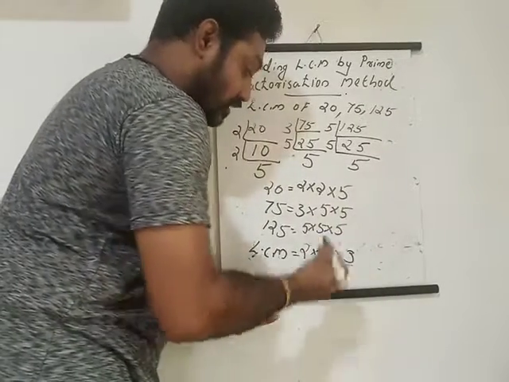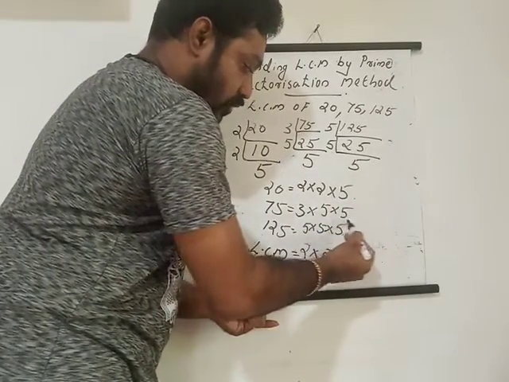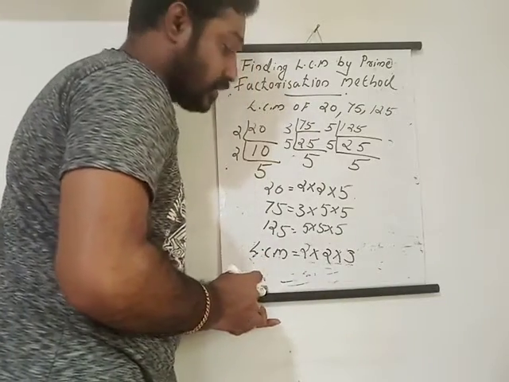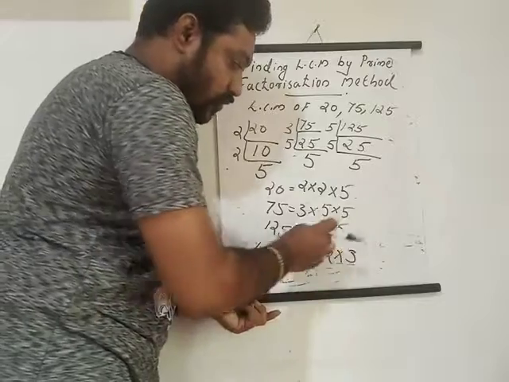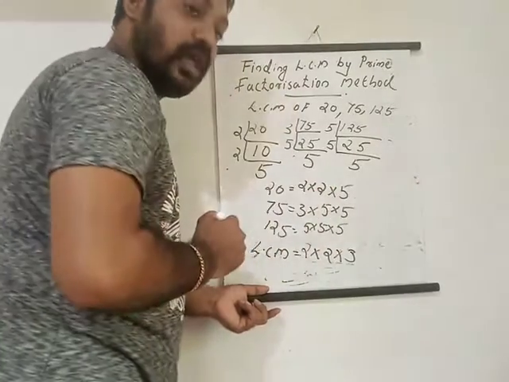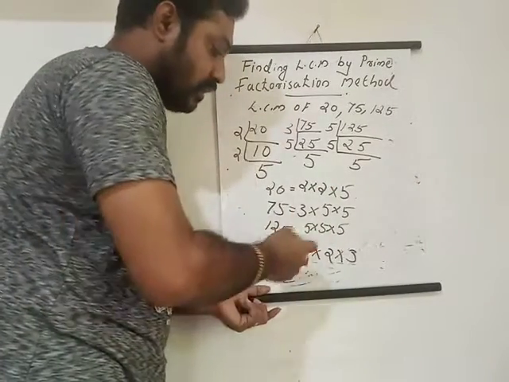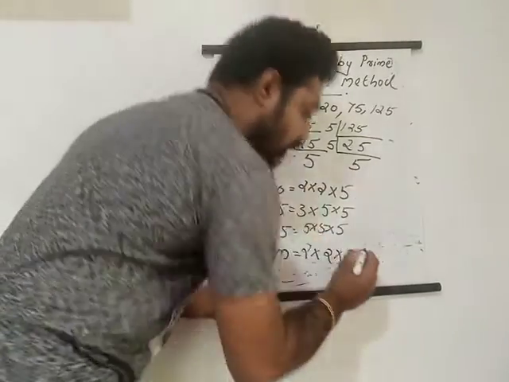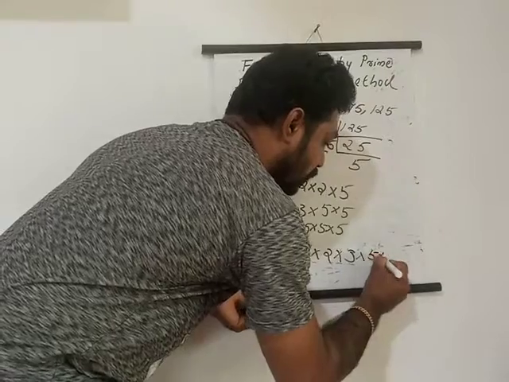5 you can see in 3 places: 1 here, 2 5s here, and 3 5s here. Indeed, 3 5s are in 125. But in the case of 75, only 2 5s, and in the case of 20, only 1 5. So which one do we have to take? This one, or this one? Yes, of course, this one. We have to write it as 5 into 5 into 5.